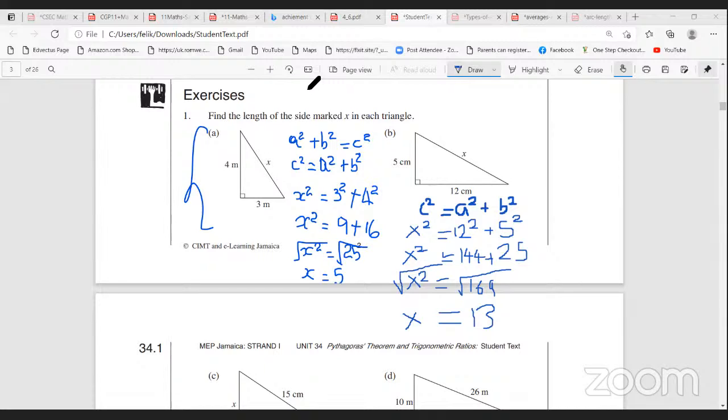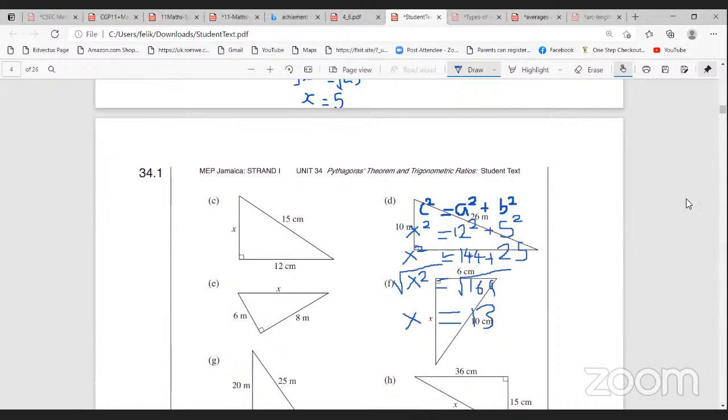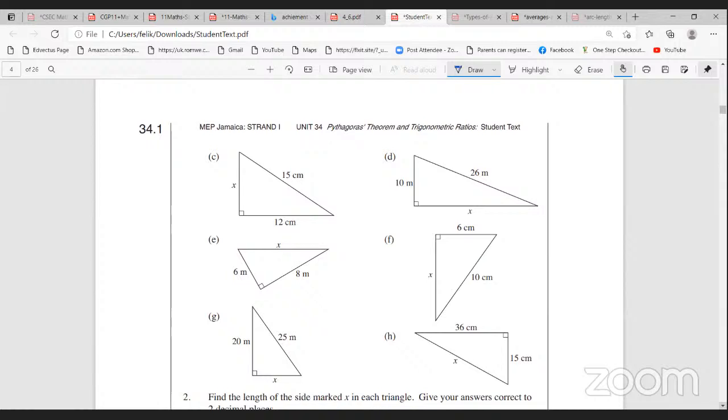All right, well done. All right, Peter. So I see you're ready to go to the next part. All right, so we're going to do this one, C. But this time, are we finding the hypotenuse? No, miss, we're not finding the hypotenuse.